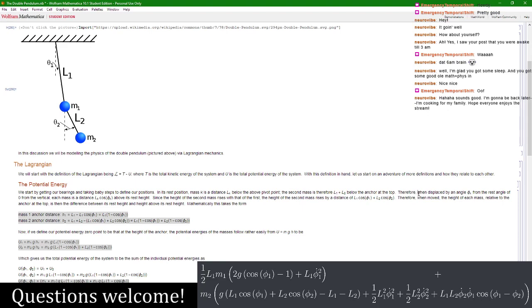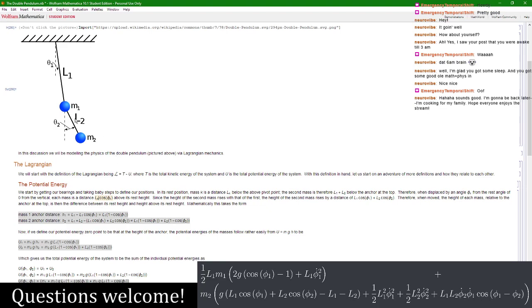And so with our rest heights in hand, we can talk about actually displacing the masses now. When we displace mass K by an angle phi K from the rest angle of 0 from the vertical, that mass K is a distance Lk times cosine of the angle it has been displaced above its rest height. And so it's moved up Lk cosine phi k.